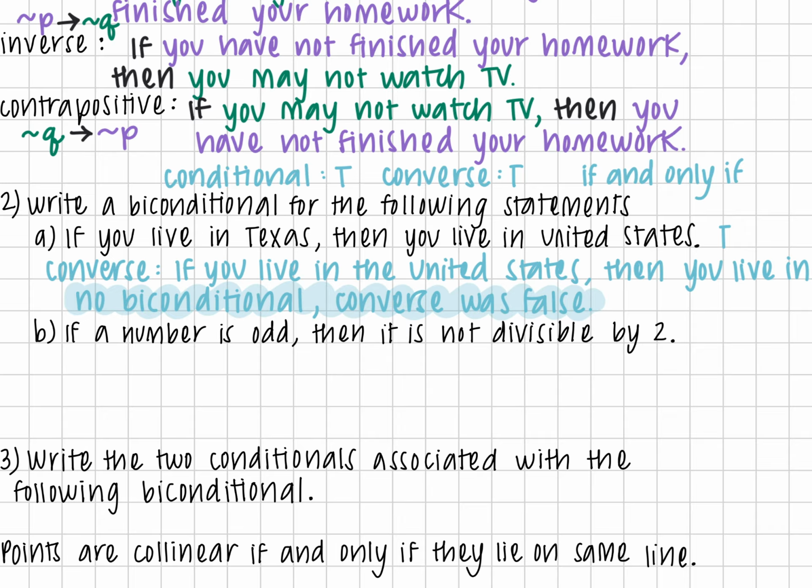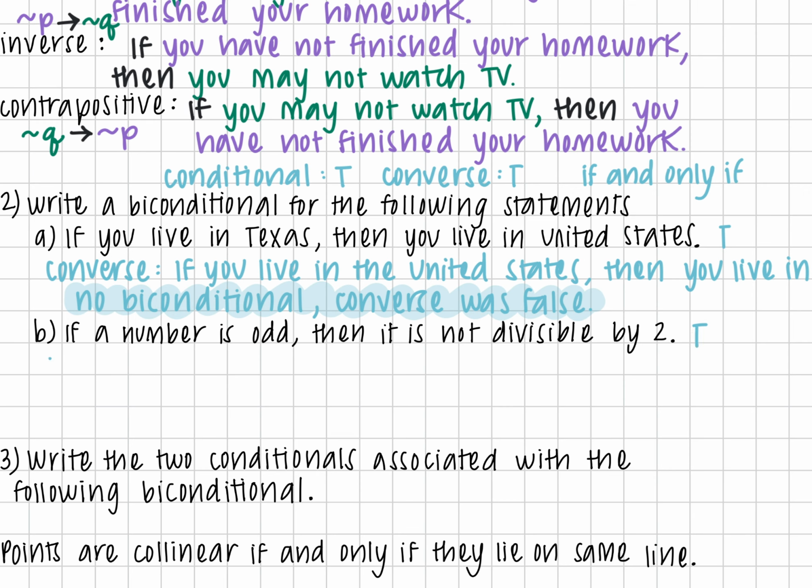All right, now let's look at part B. So same idea. Let's just check to see if it's possible with this scenario. So if a number is odd, then it is not divisible by 2. So we want to just think of some odd numbers, and thinking of some odd numbers, I could have 1, 3, 5, 7, 9. All of those are proving to not be divisible by 2, and therefore this is going to be a true statement.